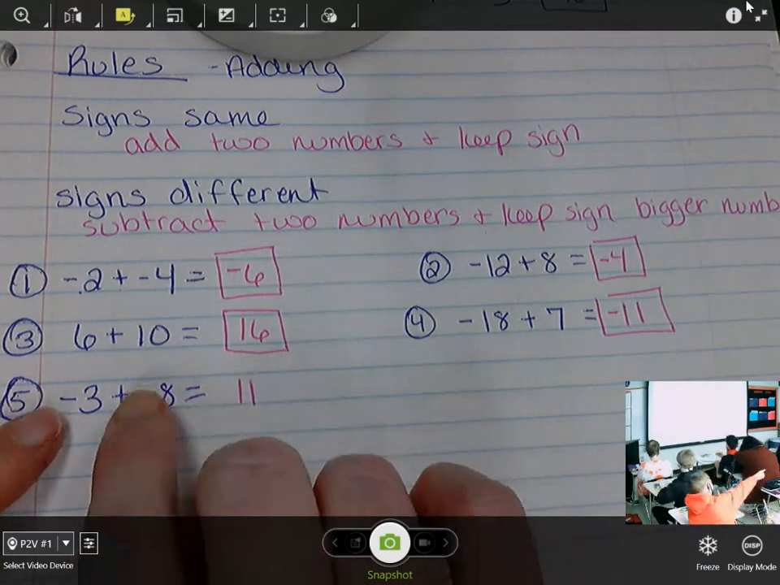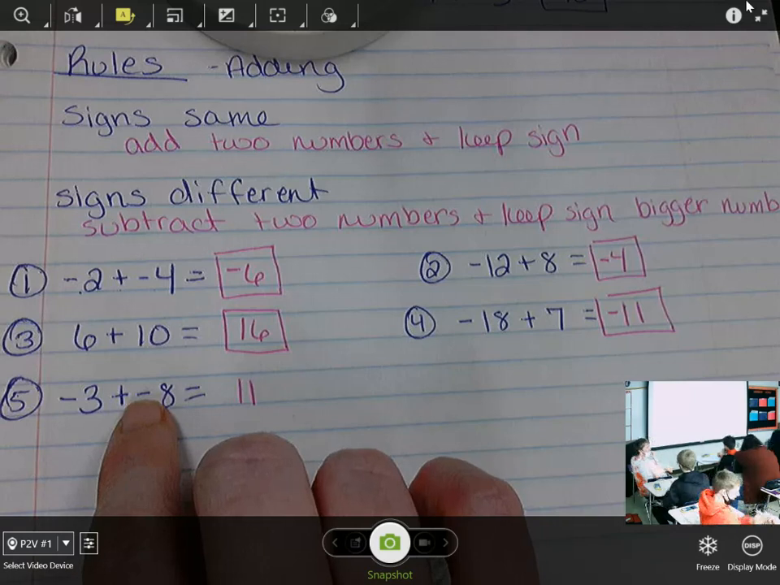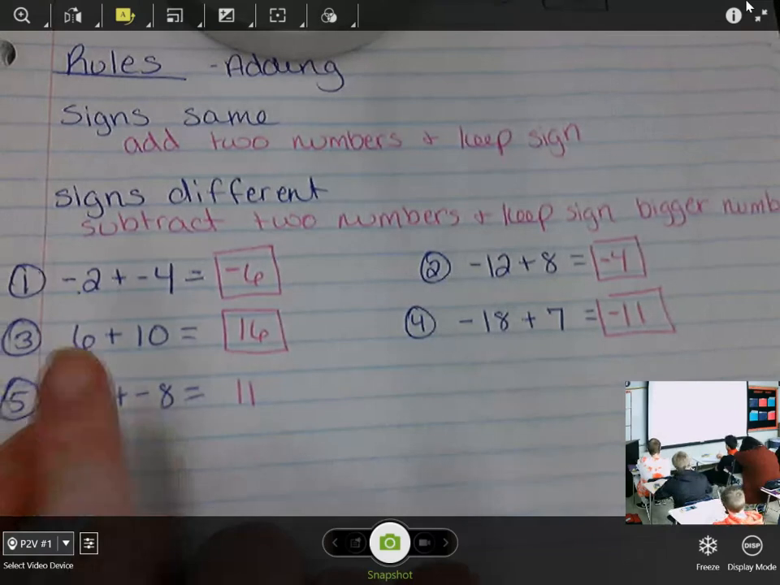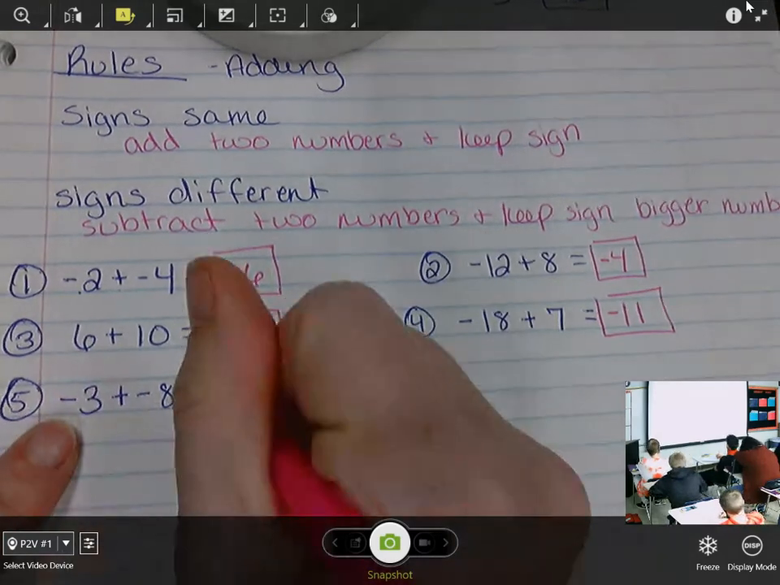Perfect. It's negative 11. Now, it says keep the sign the same as these two. Negative 11. Perfect.